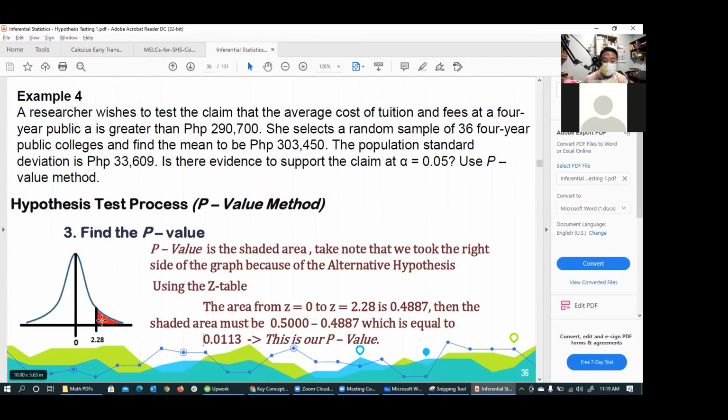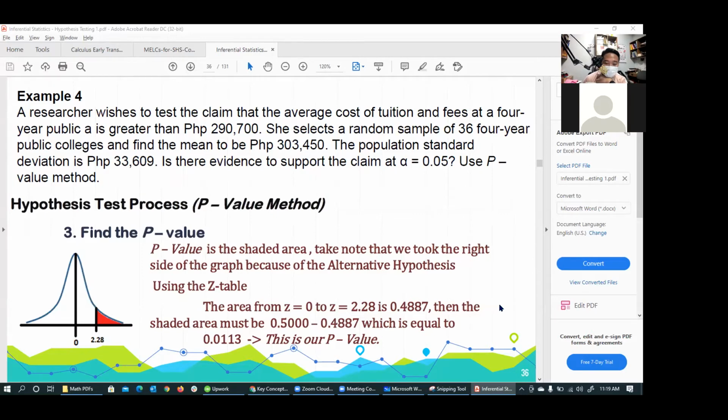And then why are we focusing on the right side of the standard normal curve? Ngano man? Nganong dito man ta sa right side? Nganong wala man ta sa left side? Can anyone answer it? I'm gonna call people. Where's our chat box? Okay, here, any answer.